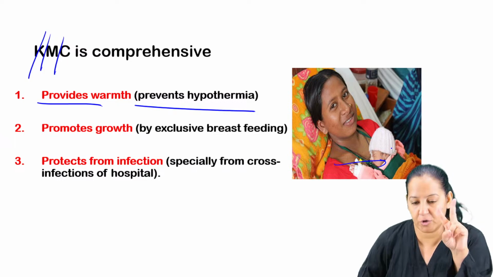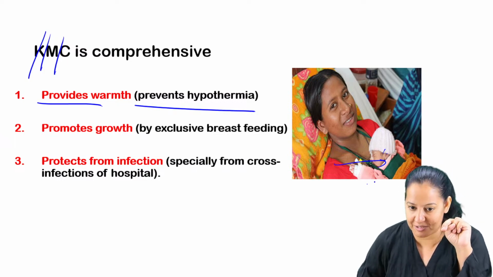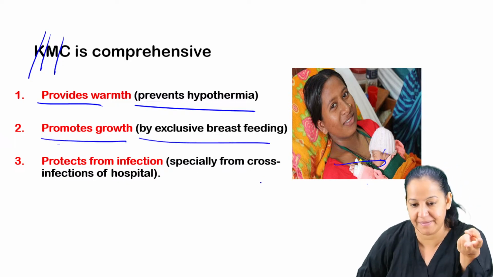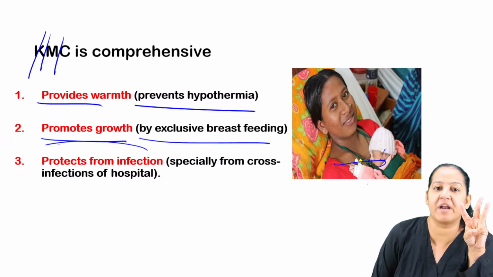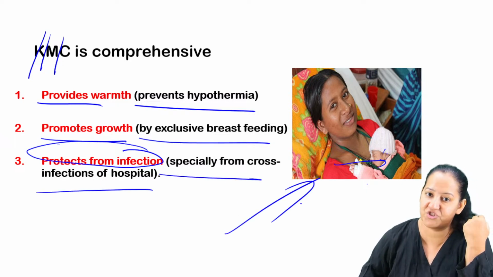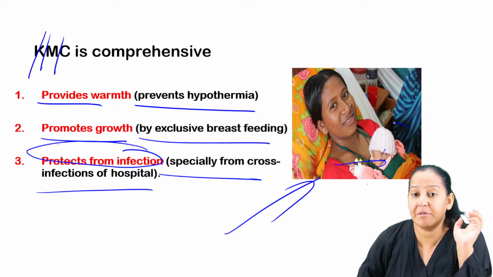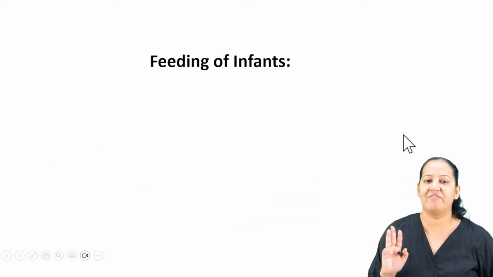Number 2, the baby is very close to the breast, so whenever the baby is hungry or crying, the mother can offer breast milk. So we are promoting growth by exclusive breastfeeding. Number 3, we are protecting the baby from infection by preventing cross infection. We can easily discharge the mother as well as the baby after training the mother and family members. If we keep the baby in an incubator, there are chances of cross infection. So these are the 3 advantages of KMC.